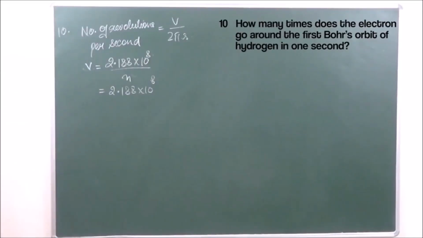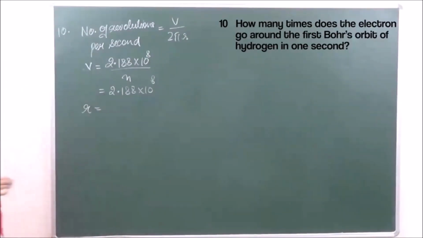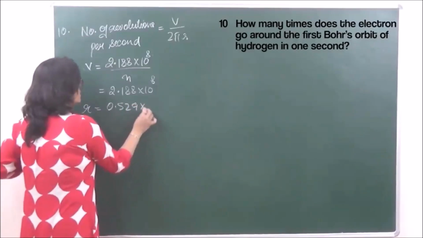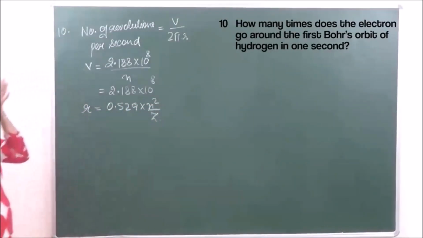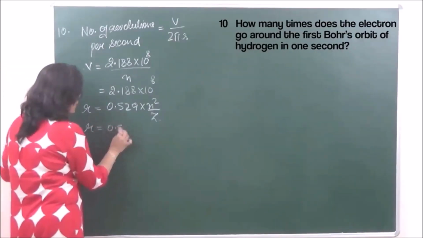We also have to calculate r over here. r will be equal to what? What is the value of r? 0.529. Right? Now over here, n is also equal to 1 and z is also equal to 1. So r will be equal to 0.529.